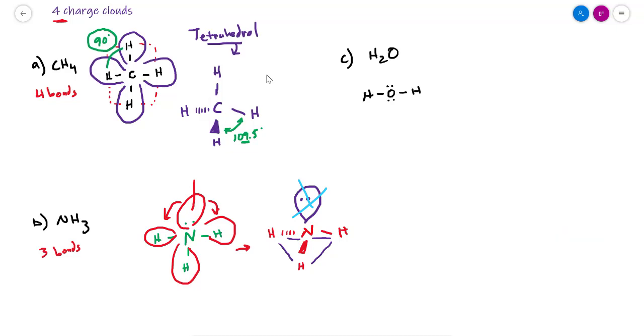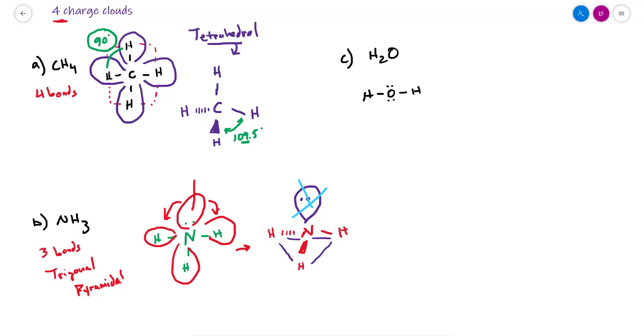So the last subcategory of the 4 charge clouds is going to be water, as an example. And actually I forgot to mention, the name of the molecular shape for a molecule that has 3 bonds and 4 charge clouds is trigonal pyramidal. Trigonal meaning 3 and pyramidal meaning the shape is like a pyramid. Okay, so back to water over here.